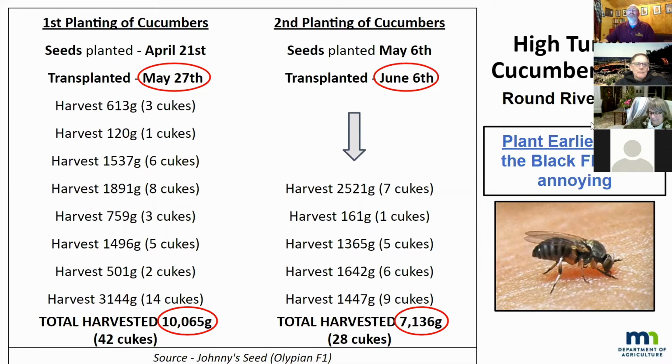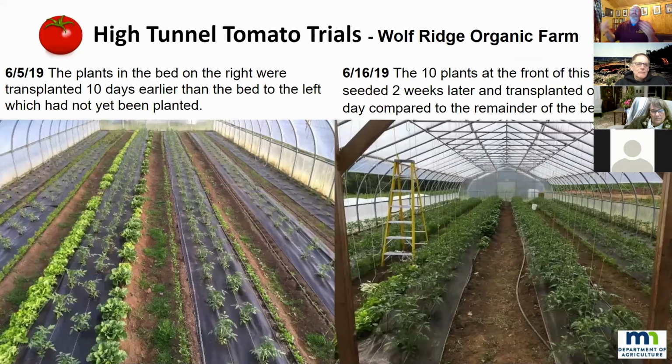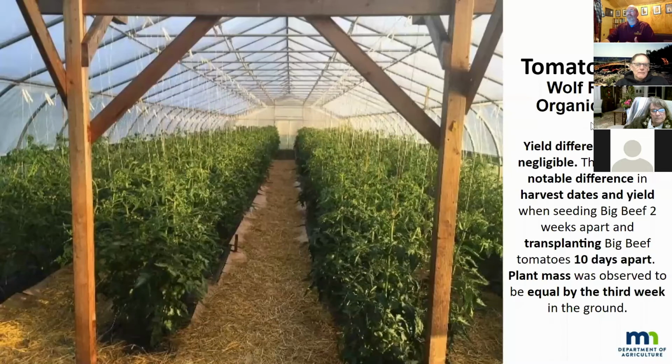High tunnel tomatoes: you can only grow tomatoes in high tunnels up here. So we had research at the Wolfridge farm. You can see them being planted here. Some of these plants were planted 2 weeks ahead of the others. But what you found is they caught up with each other, even though there was bigger growth at first, the production ended up being yields that were very similar. So our timing wasn't that off relative to the best timing to plant.